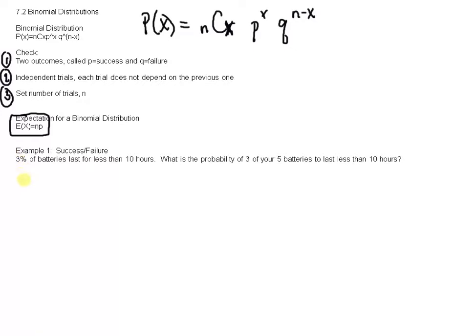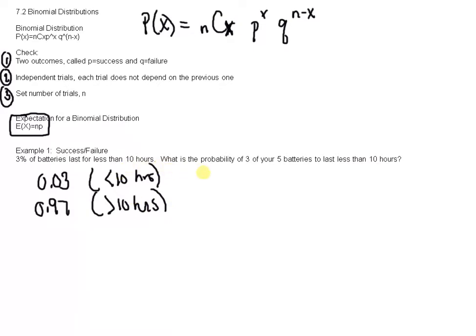Okay, so example 1. 3% of batteries last for less than 10 hours. So we have 3%, 0.03, for less than 10 hours. That means 0.97 is greater than 10 hours, right? So what is the probability of 3 of your 5 batteries lasting less than 10 hours?